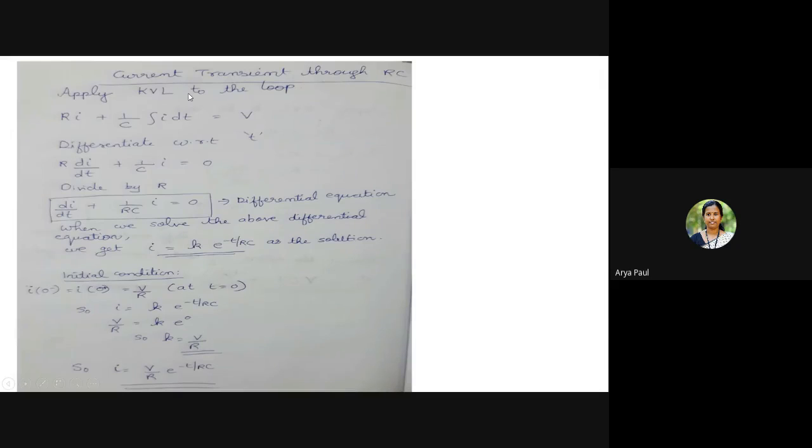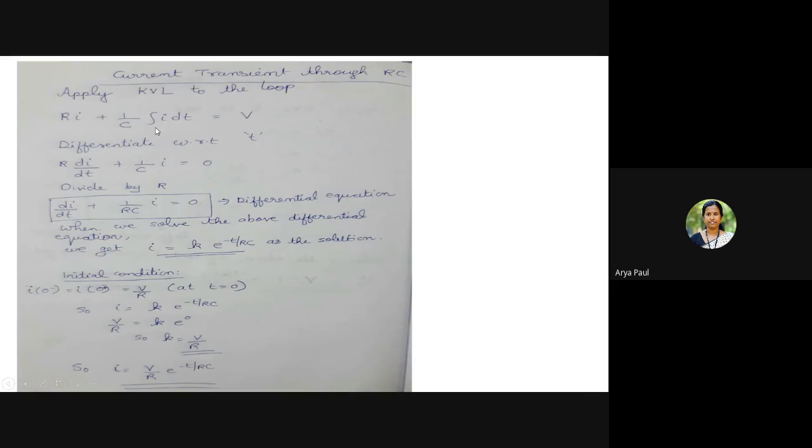Now we will look into the current transient through an RC circuit. Again, if you want to analyze the current transient, you apply the KVL. So what is KVL? The total voltage V is equal to R into I, which is the voltage across the resistor, plus the voltage across the capacitor, which is 1 by C integral I dt.